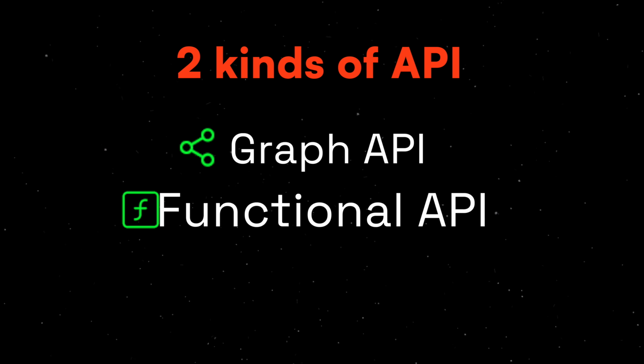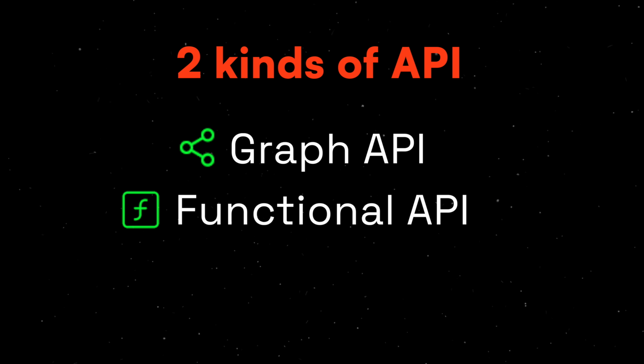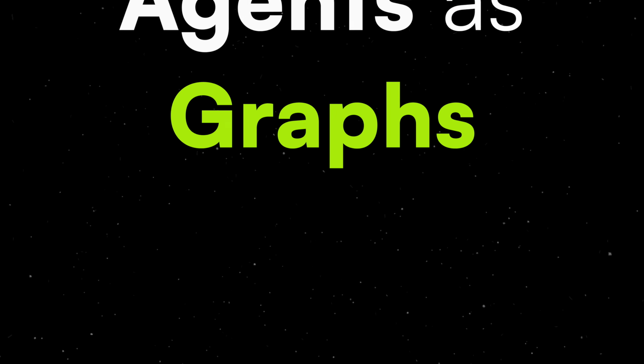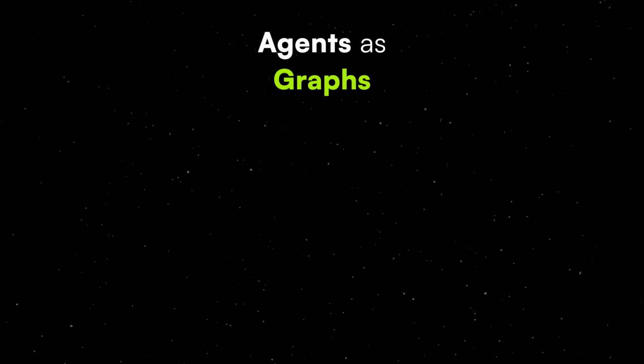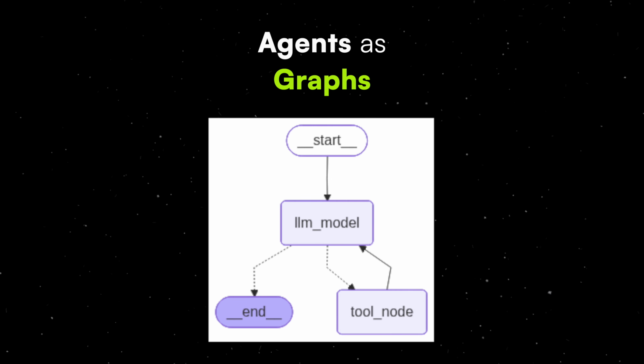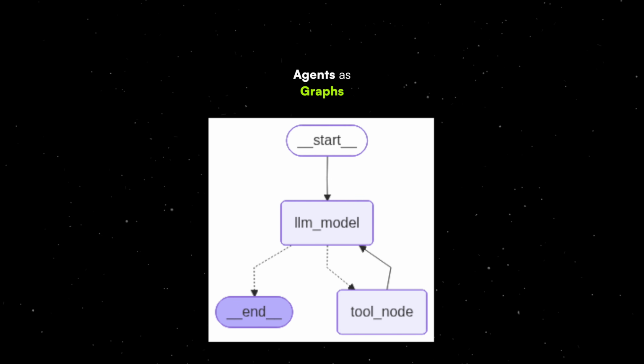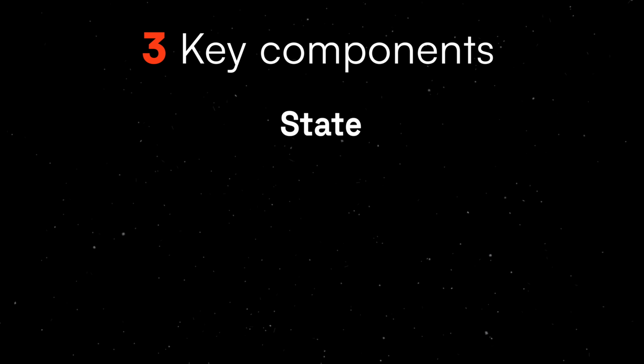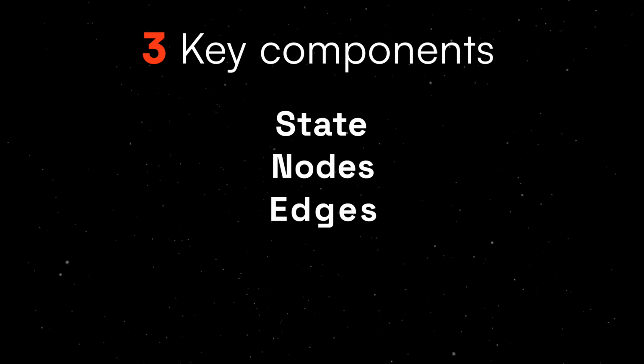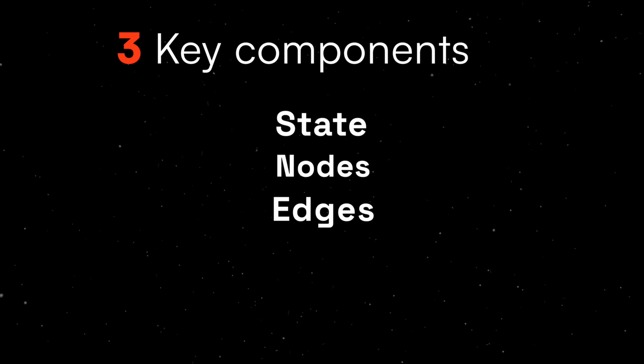LangGraph provides two kinds of APIs to create agent orchestration, Graph API and Functional API. In this tutorial, we'll only look at Graph API. At its core, LangGraph models agent workflows as a graph. You define the behavior of your agent using three key components: state, nodes, and edges. Let's take a look at each one of them.